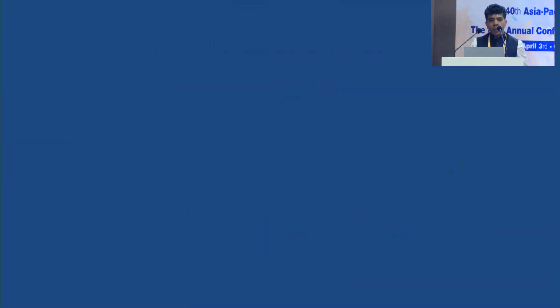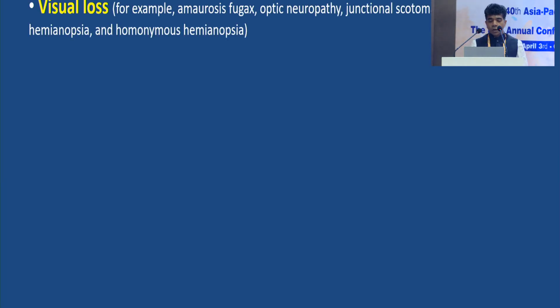So what are the common clinical presentations for which the patient presents to you in the neuro-ophthalmology OPD or in the ophthalmology OPD with neuro-ophthalmological signs and symptoms, and they are also the indications of imaging. First one is vision loss, for example, amaurosis fugax, optic neuropathy, junctional scotoma, bitemporal hemianopsia or homonymous hemianopsia. These are the symptoms that the patient can present to an ophthalmologist primarily.